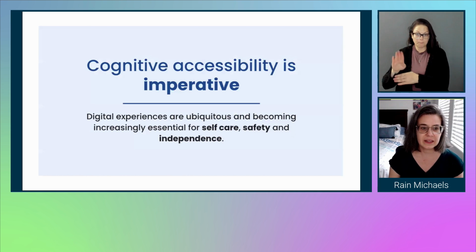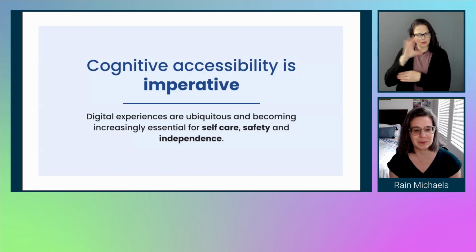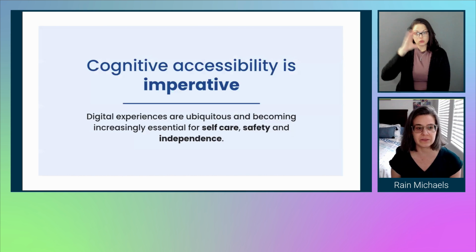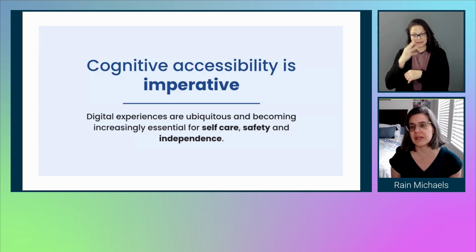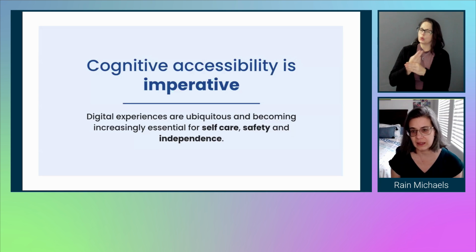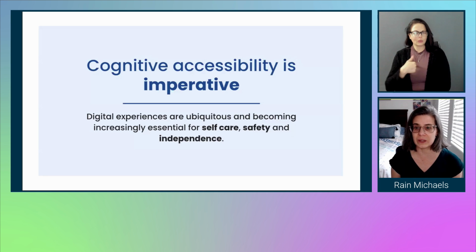So with that, I'll start out with what is cognitive accessibility and what does it mean? Well, cognitive accessibility, first of all, is an imperative. We are living in a time when digital experiences are ubiquitous. They are becoming increasingly essential for self-care, for safety, for independence. And these experiences are used and depended on by everyone. And when we mean everyone, we truly do mean everyone.